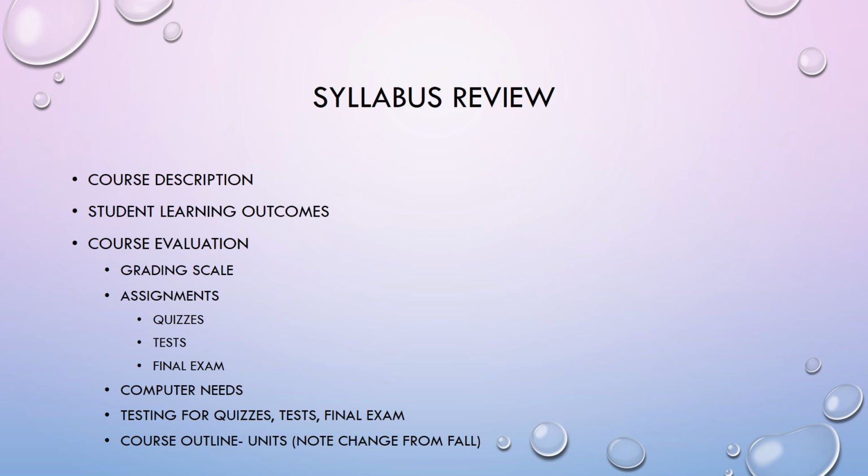Okay, so first things first, we want to do a syllabus review. You've been in this course before, so I want you to take a look and review the course description. Also, the student learning outcomes. Remember that all test questions come from your course objectives, your unit objectives, your exemplars, your student learning outcomes, and it also provides a cognitive level that the question is based on. So be sure to look at those student learning outcomes.